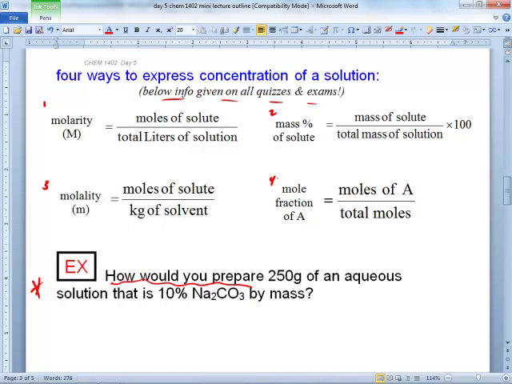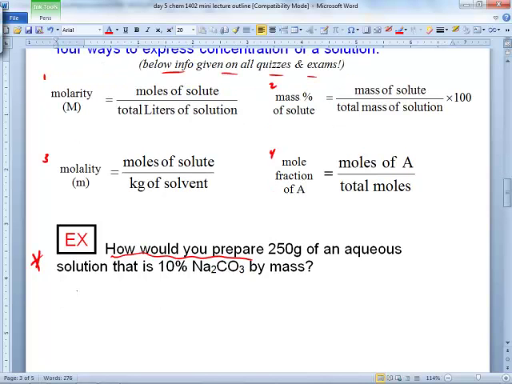I hear a lot of 2s. Everybody agree? 2s? It's the only one that has a percent in it. That's kind of what I see as a hint. So I would say use equation 2. Okay, so mass percent has to be mass of the solute all over total mass.